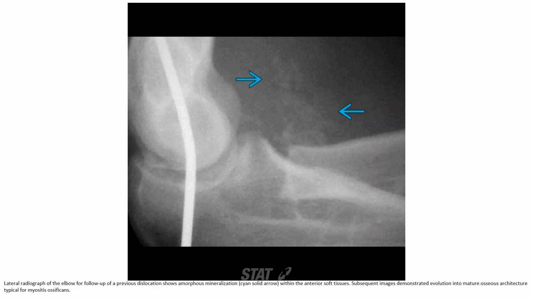Lateral radiograph of the elbow, a follow-up of a previous dislocation, shows amorphous mineralization within the anterior soft tissue. Subsequent images demonstrate evolution into mature osseous architecture typical for myositis ossificans.